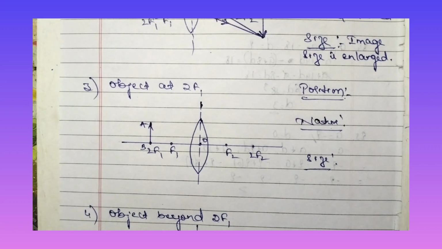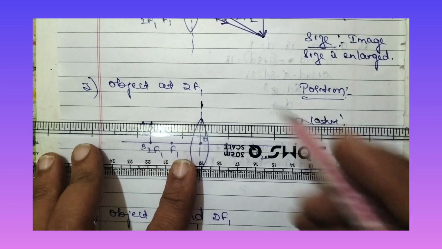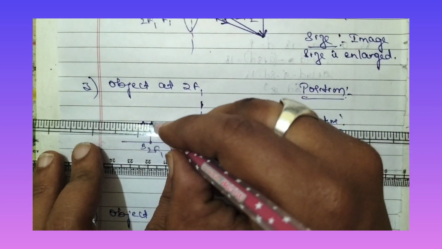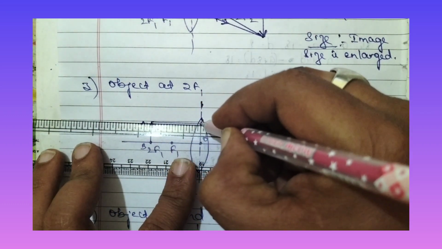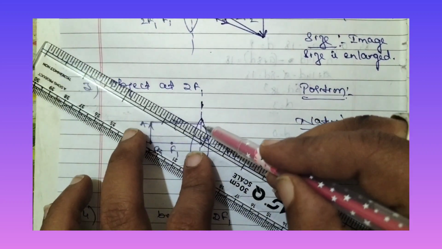If the object is kept at 2f1, the image will be formed at 2f2. So now let us follow the rule. The light ray which is parallel to the principal axis, after refraction it passes through.